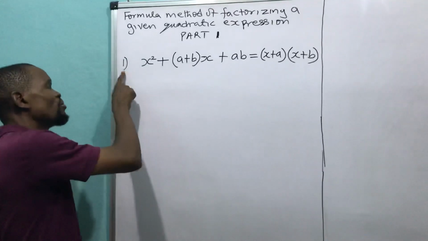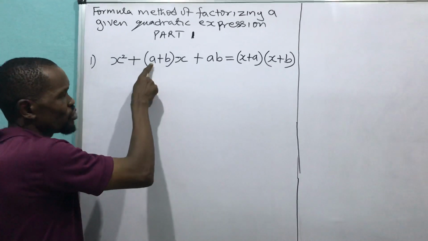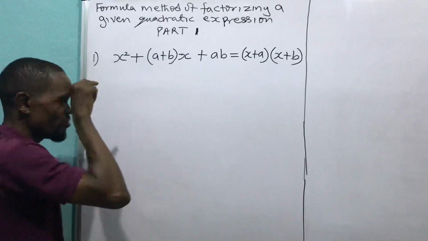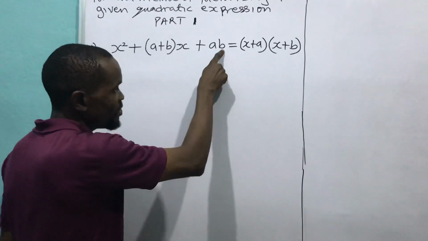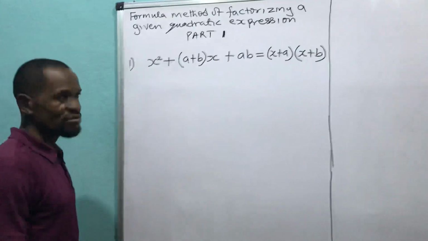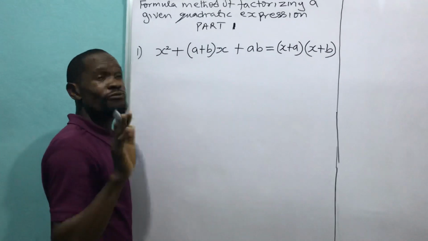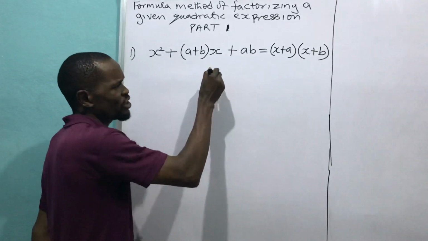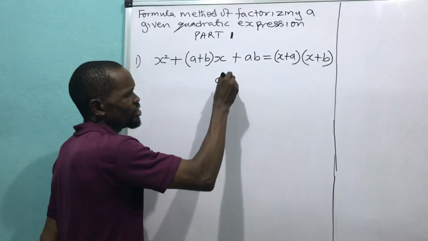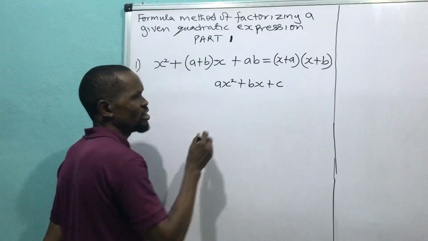And I have this formula number 1: x squared plus the sum of the roots x plus the product of the roots. A plus b means the sum of the roots. A times b means the product of the roots. This will be used with the general format of a quadratic equation, which is ax squared plus bx plus c.